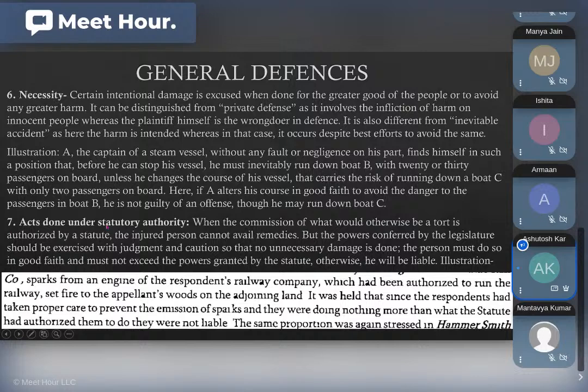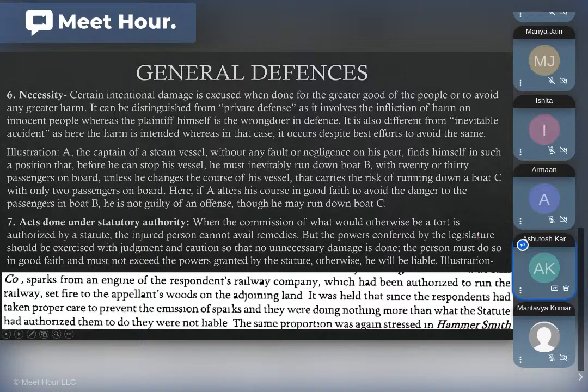Acts done under statutory authority. When the commission of what would otherwise be a tort is authorized by a statute, the injured person cannot avail remedies. That means the person could otherwise seek damages under tort, but there is an act which the statute now authorizes. For example, a police officer has the power to do something which, if someone else did it, would probably come under tort.